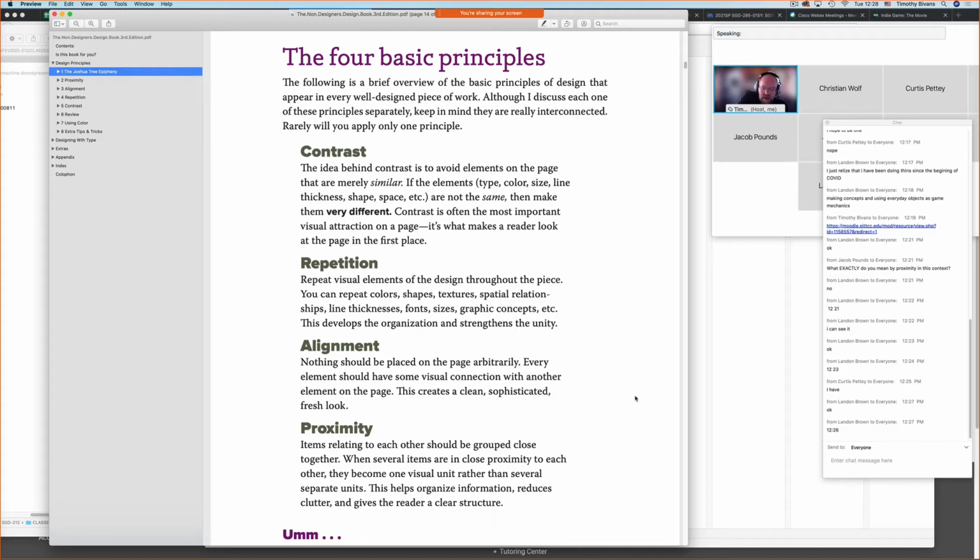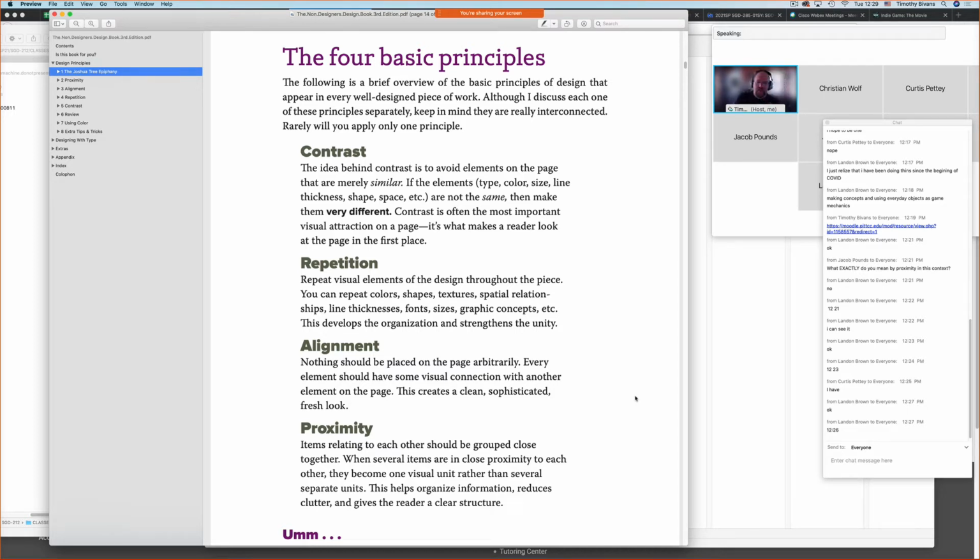Alignment. Nothing should be placed on the page arbitrarily. Every element should have some visual connection with another element on the page. This creates a clean, sophisticated, fresh look. Proximity. Items relating to each other should be grouped close together. When several items are in close proximity, they become one visual unit rather than several separate units. This helps organize information, reduces clutter, and gives the reader a clear structure.